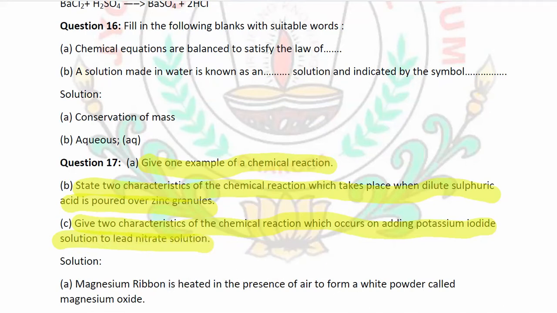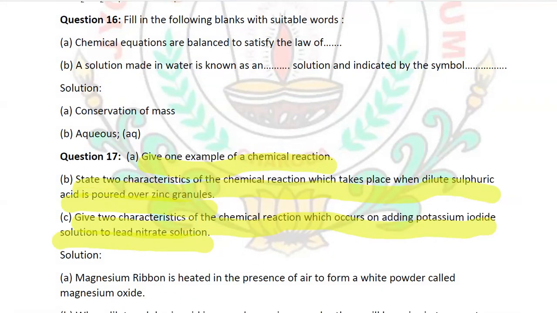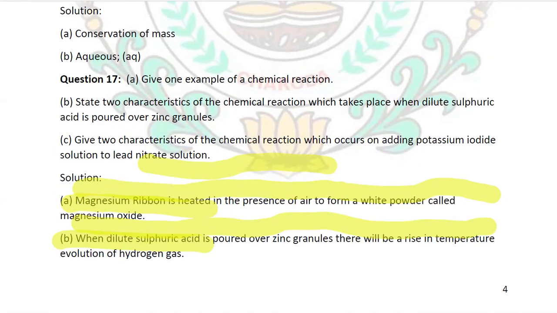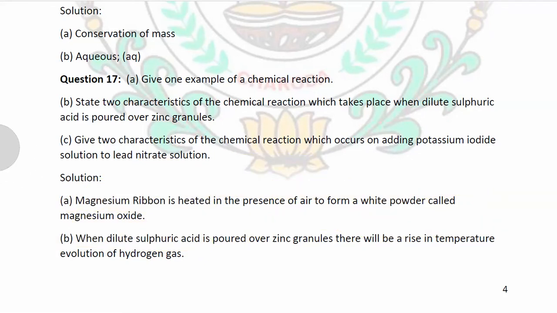Okay, so here the question is asking us to give the different characteristics for the two reactions. That is, one is to pour dilute sulfuric acid on zinc granules, and the other one is to mix a potassium iodide solution and a lead nitrate solution. So first we must give an example for a chemical reaction.